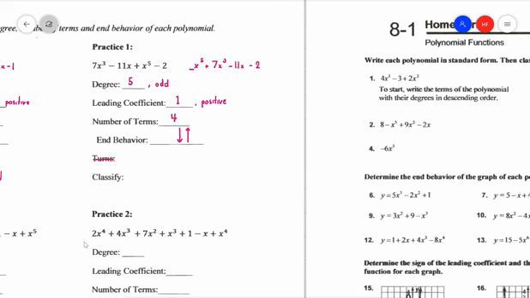We're going to skip over terms, and then we'll classify it based on the number of terms and the degree. Degree of 5 is quintic, and the number of terms, 4, is just a polynomial.